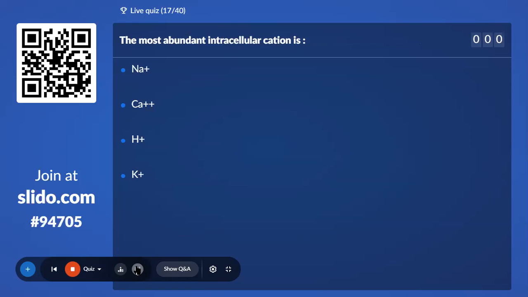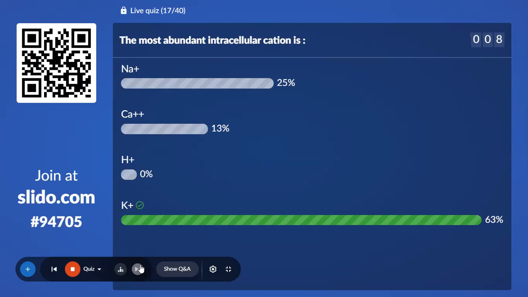We have to go a little bit faster. Okay, there are 40 questions. The most abundant intracellular cation is option A, Na+, option B, Ca++, option C, H+, and option D, K+. We have 63% with K+, and the correct answer is K+, the most abundant intracellular cation.